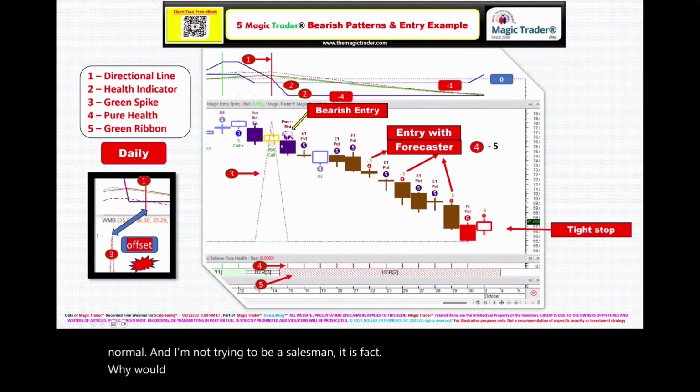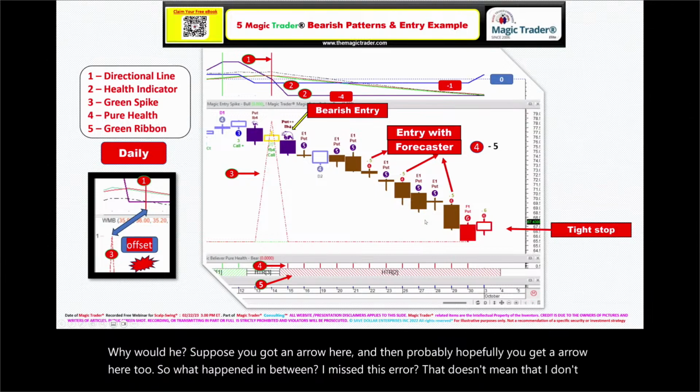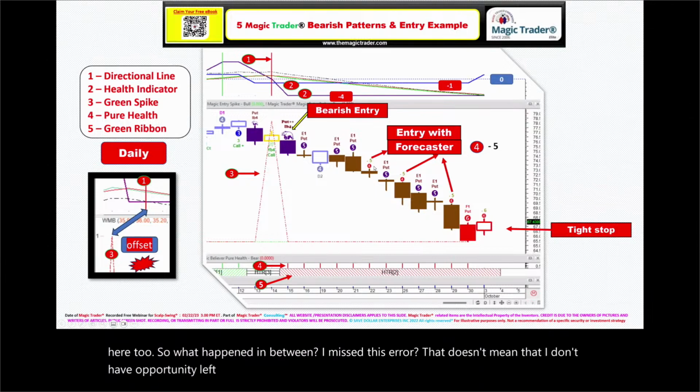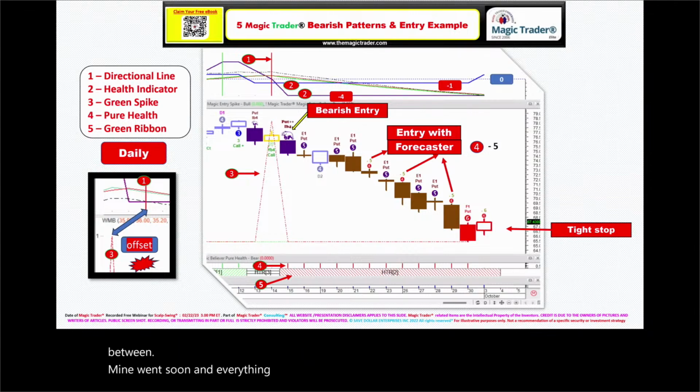Normally, suppose you get an arrow here, and then hopefully you get an arrow here too. So what happened in between? I missed this arrow. That doesn't mean that I don't have an opportunity left. And it even tells me forecasting in between. So I could take my entry. I missed this boat, nothing late, with confidence I could get in. So this is the difference between my invention and everything that was there before. And that was bothering me. But I missed the boat.